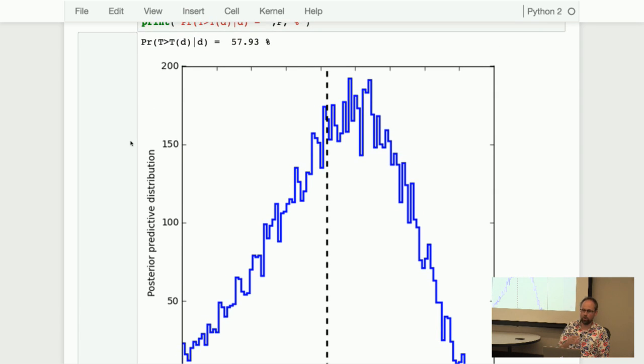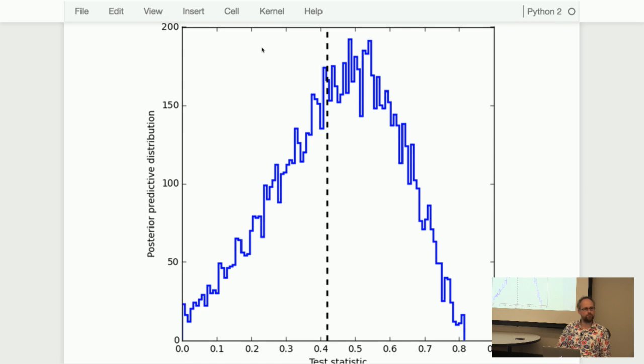So we can quantify a bit more. We can ask, what's the posterior probability for the test statistic of our replica data being greater than the one we observed? That's this P of T(d_rep) greater than T(d), given the data that we use to get the posterior PDF, and it's some intermediate value. If this was smaller than 5% or bigger than 95%, we should be worried.